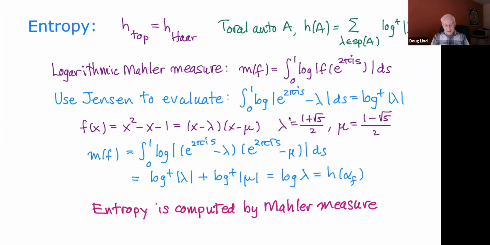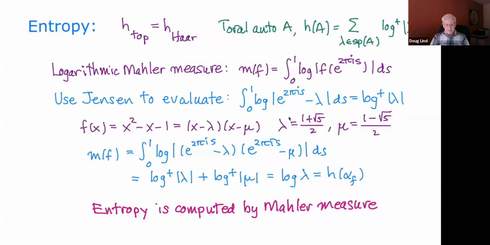There's a related quantity called the logarithmic Mahler measure of f, and this is defined to be just the integral of log mod f around the unit circle. And we can use a formula that's called Jensen's formula to evaluate this. Jensen's formula, a little exercise in complex variables, is that this integral around the unit circle is just the sum of log plus of mod lambda.